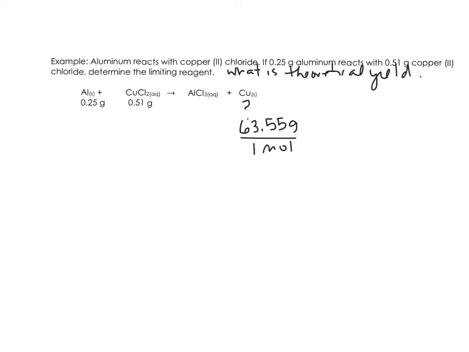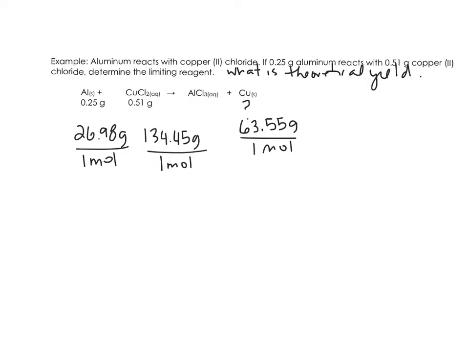So we're setting up our useful ratios. Aluminum, 26.98 grams per 1 mole. And then copper 2 chloride, 134.45 grams per 1 mole. All right. So we want to figure out the mass of copper. So what are the units for mass? They're grams. So we want grams of copper.